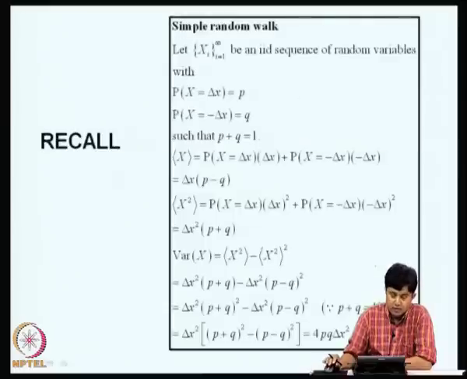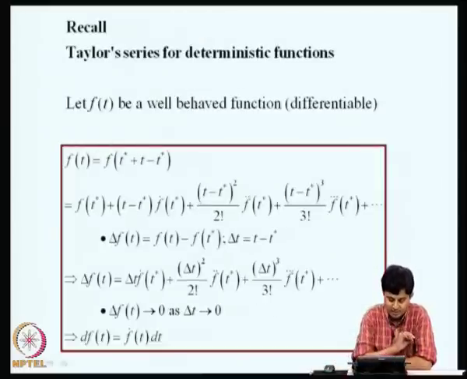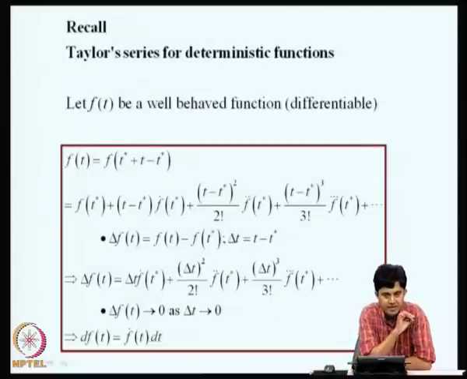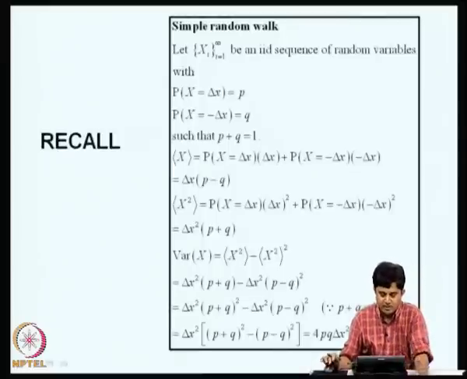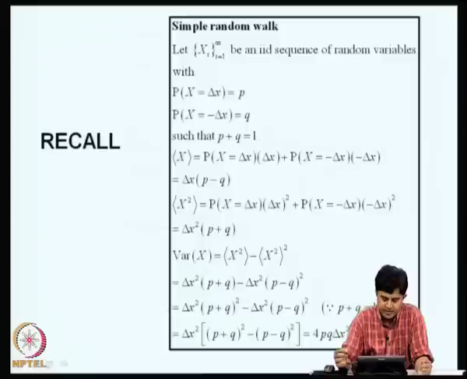Now, this would not happen if f of t is a Brownian motion process or a function of a Brownian motion. So, what happens in that case? We will quickly recall this, again a recall of what we have already discussed.